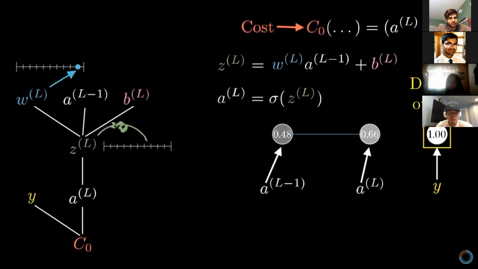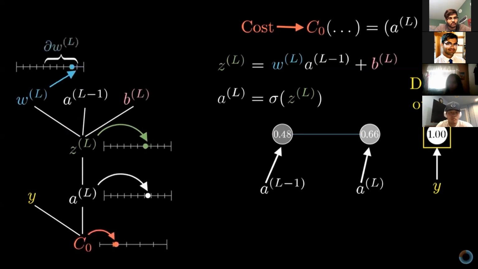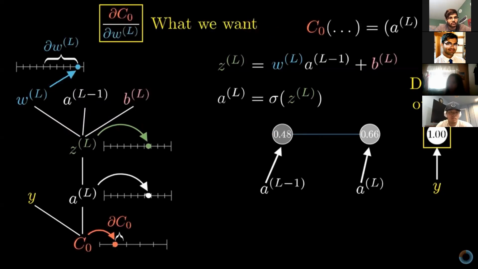And it can be nice to think of each one as having its own little number line. Our first goal is to understand how sensitive the cost function is to small changes in our weight, WL. Or phrased differently, what is the derivative of C with respect to WL? When you see this del W term, think of it as meaning some tiny nudge to W, like a change by 0.01. And think of this del C term as meaning whatever the resulting nudge to the cost is. What we want is their ratio.